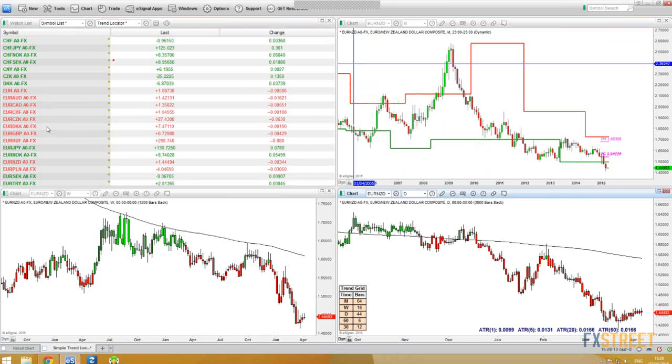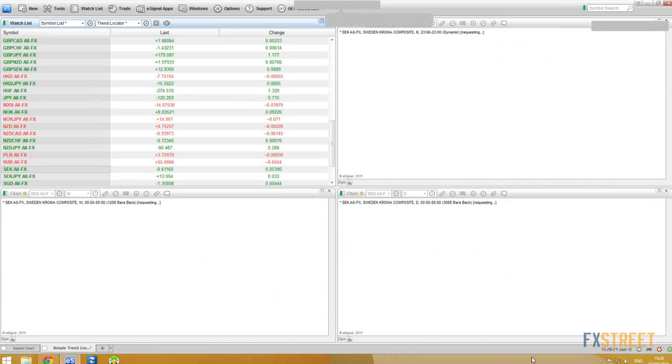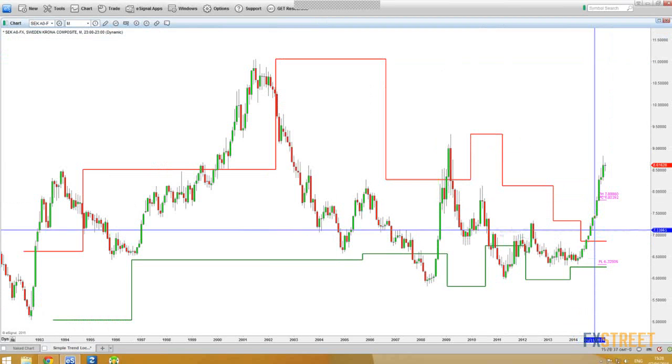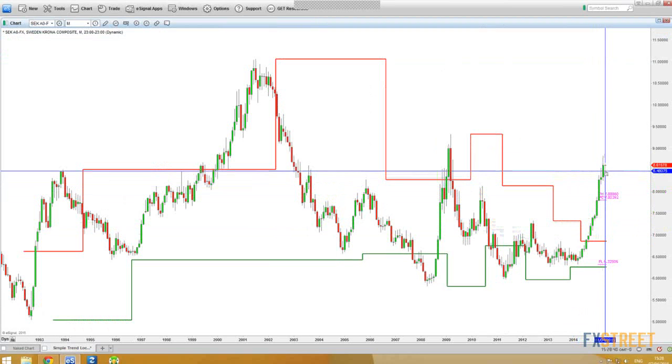The last currency pair we'll look at is the US dollar Swedish krona. Again, something that I've been trading. I've got several positions running on this. We can see that price broke above this resistance, which became support. Price broke above the round number 7. And it has since then gone on to create new highs.